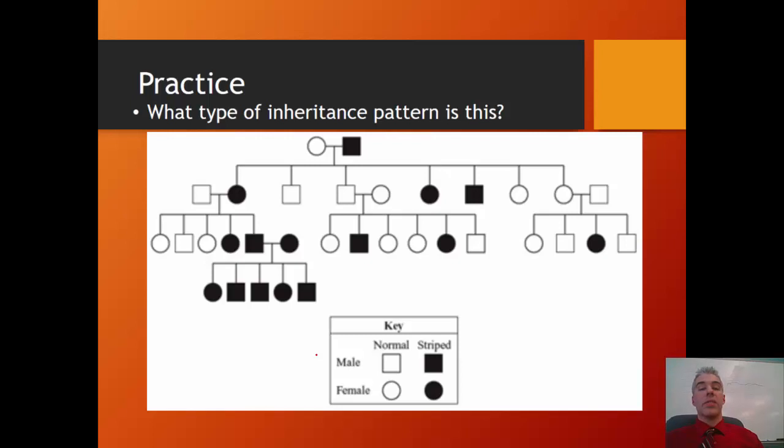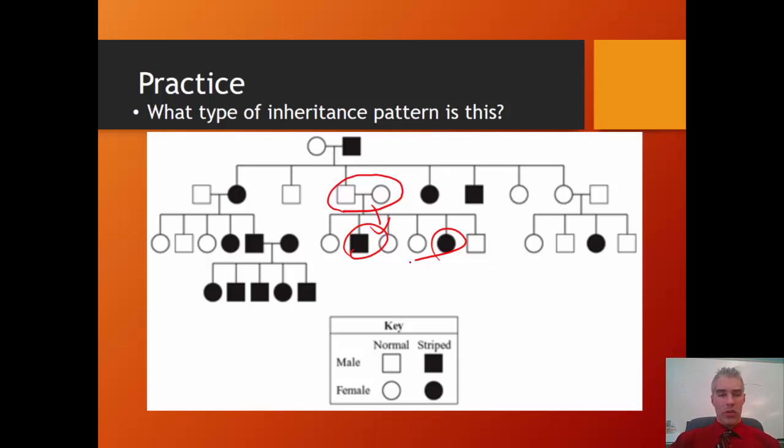So what type of inheritance pattern is this? What you should probably do is pause the video to try to figure it out on your own, and then I'm going to explain how you can figure it out. Okay, so first thing that I notice here, parents without the trait can pass it down to children, and their children have it. That stands out to me as being autosomal recessive. So this is an autosomal recessive inheritance pattern.